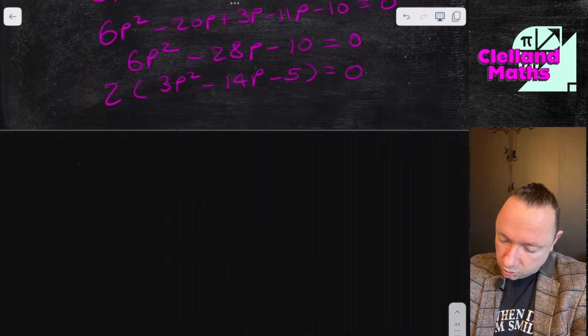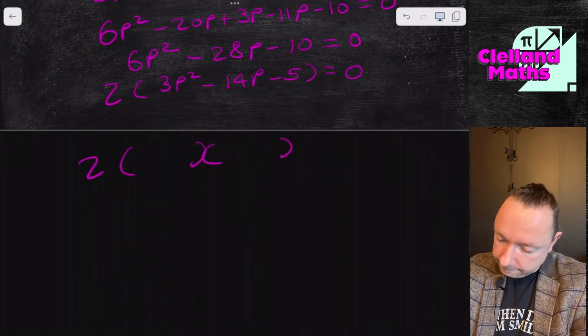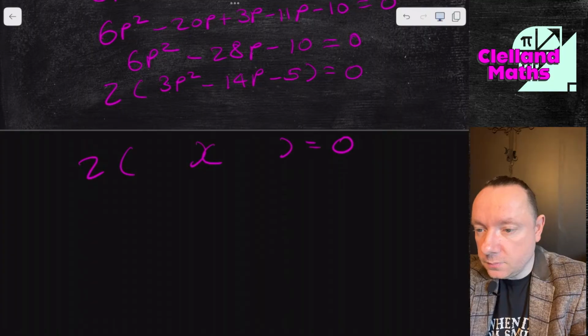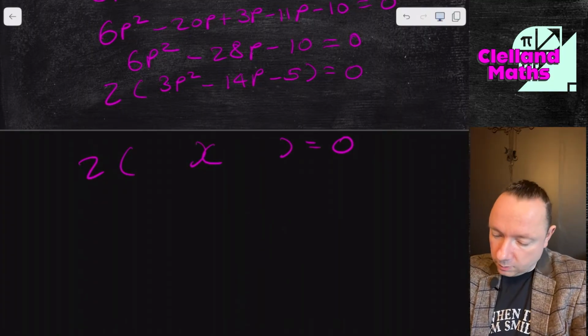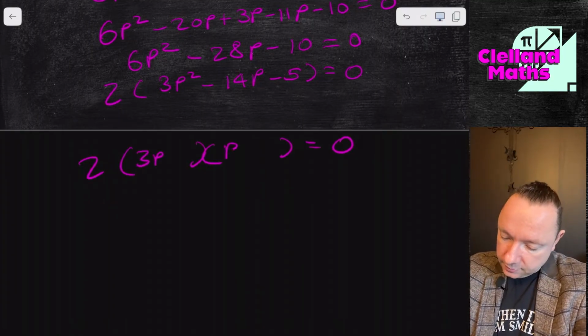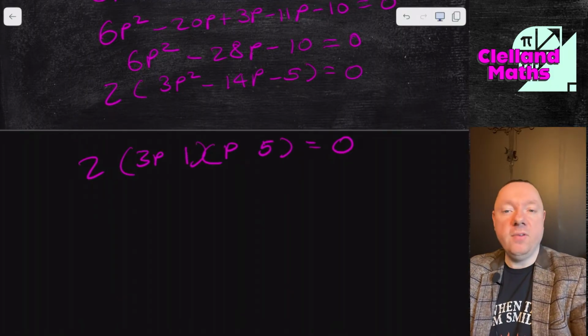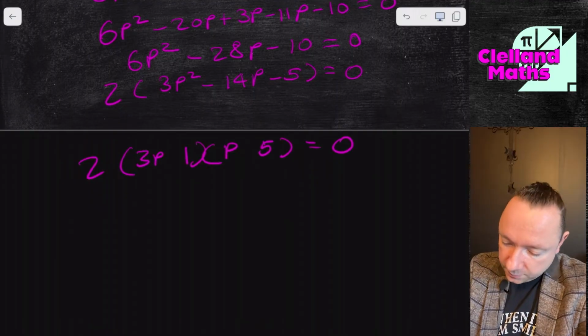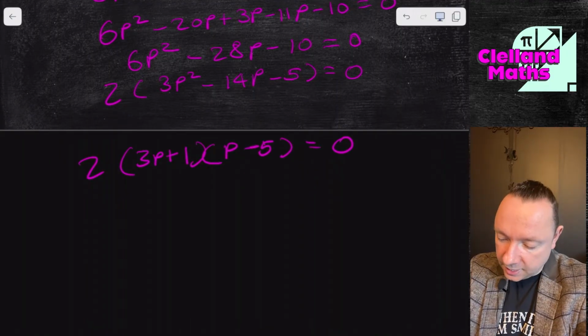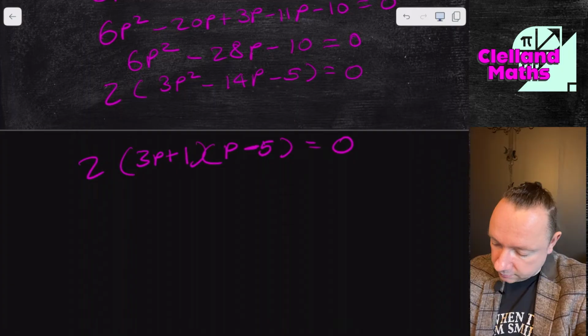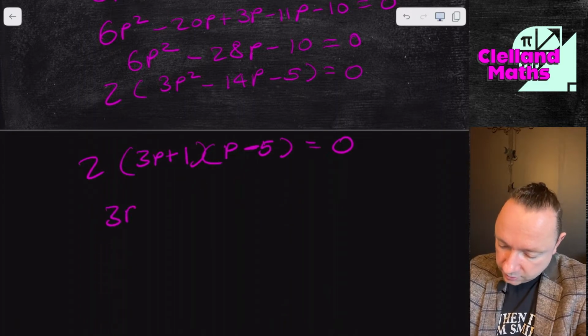So that gives me 2, double brackets, equals 0. So what have we got? 3p and p. 3 5s is 15, minus 1 is 14. So it'll be there. And you've got 3p plus 1, and it'll be minus 5. Just double check. 3p squared minus 15p plus 1 is minus 14p. Minus 5, yep. So that means the first bracket equals 0, or the second bracket equals 0.